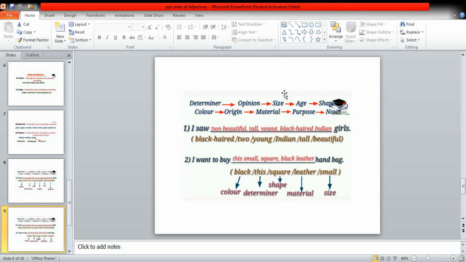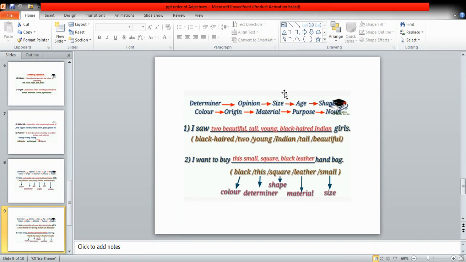Then the next example is: I want to buy this small square black leather handbag. So how would you write it in the proper sequence? It was written in the bracket: black, this, square, leather, small. Yes, in a very haphazard manner, they are written over there in the bracket, and you have to put them in the proper order.